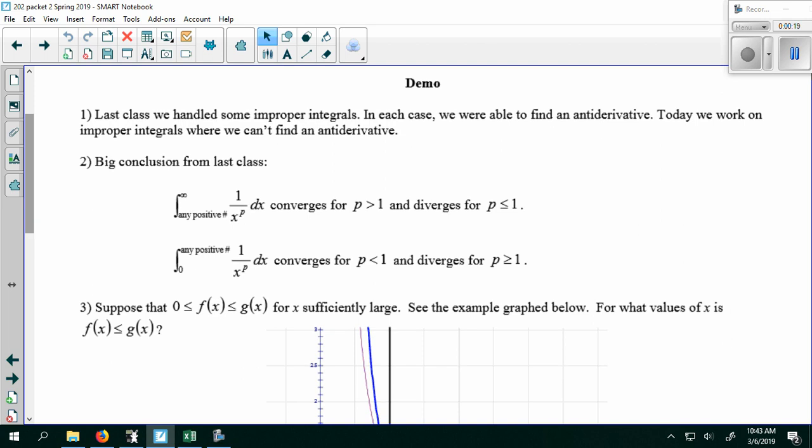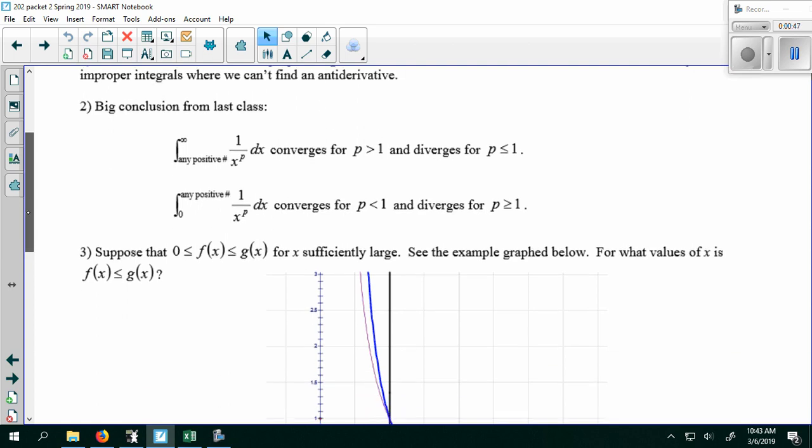So last class we handled some improper integrals. In each case we were able to find an antiderivative. And the way we handled it was we just integrated, instead of from 0 to infinity, we would integrate from 0 to b, and then take the limit as b goes to infinity. But that all hinged on being able to evaluate the antiderivative. So today we're going to work on improper integrals where you can't find an antiderivative. It's just too hard.